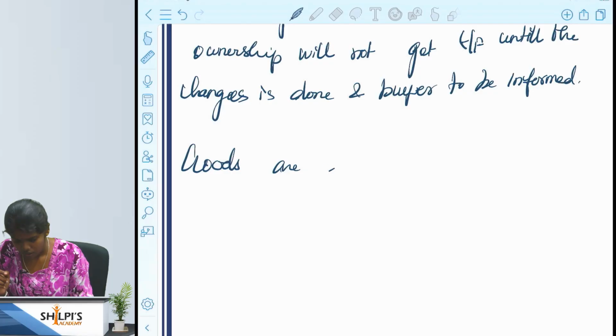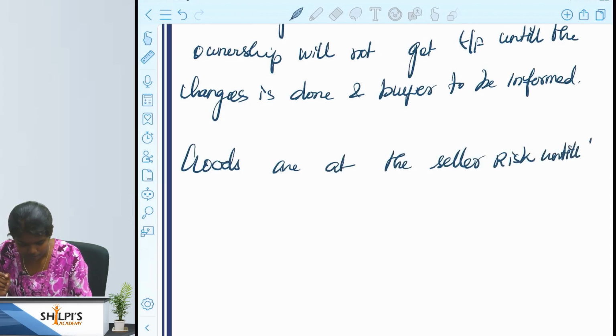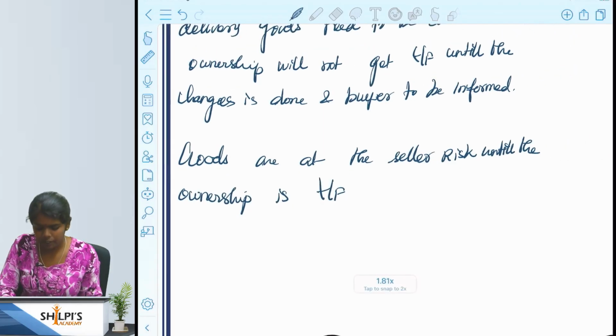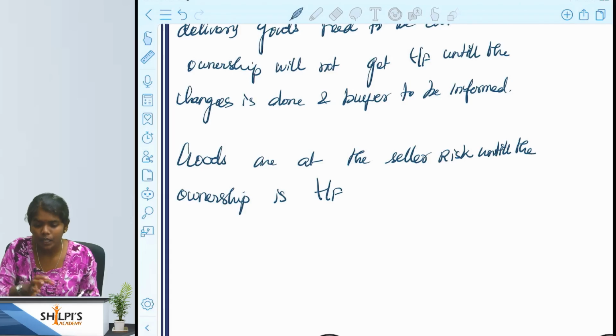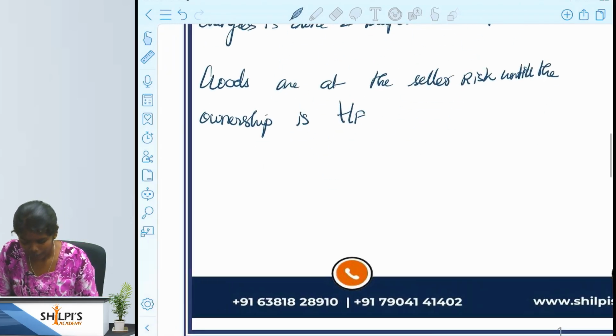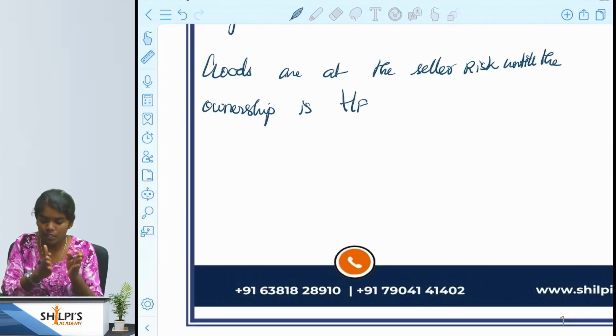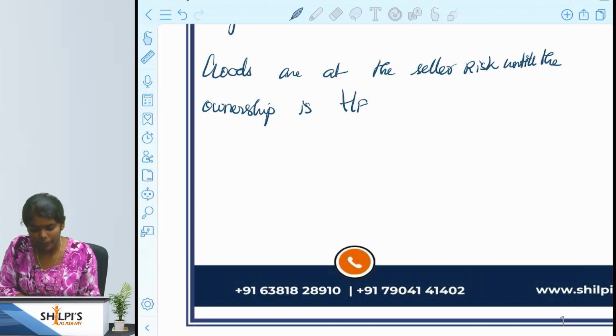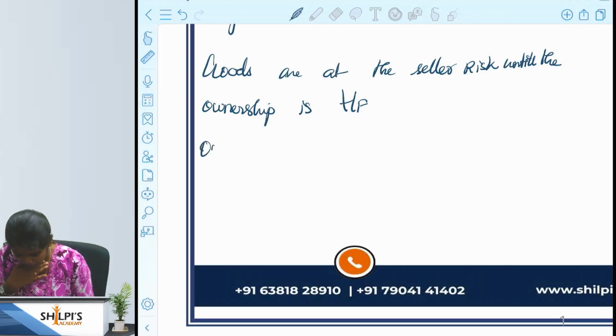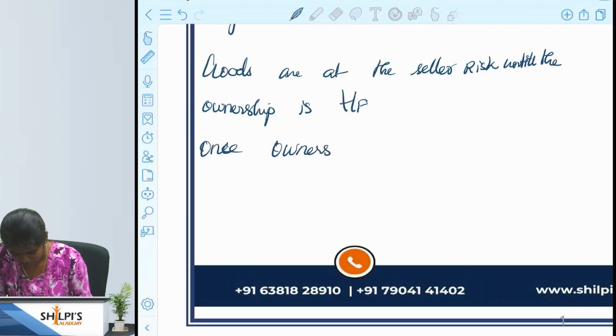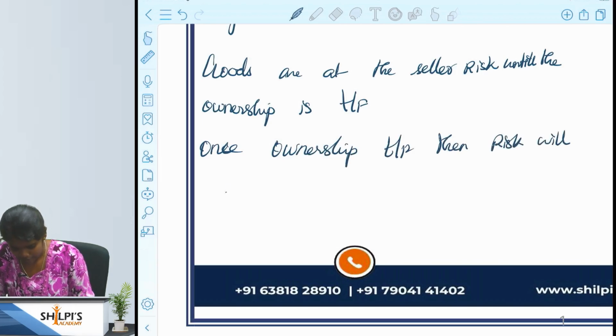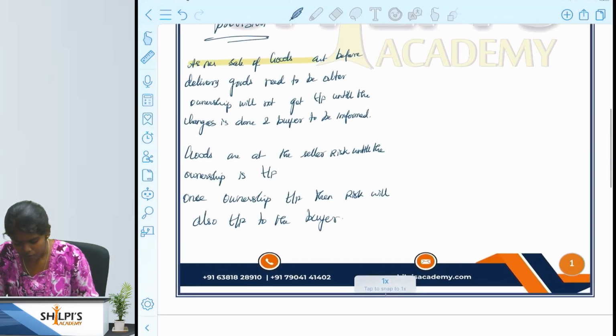So goods are at the seller's risk until the ownership is transferred. Until ownership is transferred, who will the risk be with? It is in the hands of the seller only. It will not transfer to the buyer. Okay, and once the ownership is transferred, at that spot itself, risk also will transfer to the buyer. We have to write that provision also. Okay, once ownership transfers, then risk will also transfer to the buyer. So this is our first part.